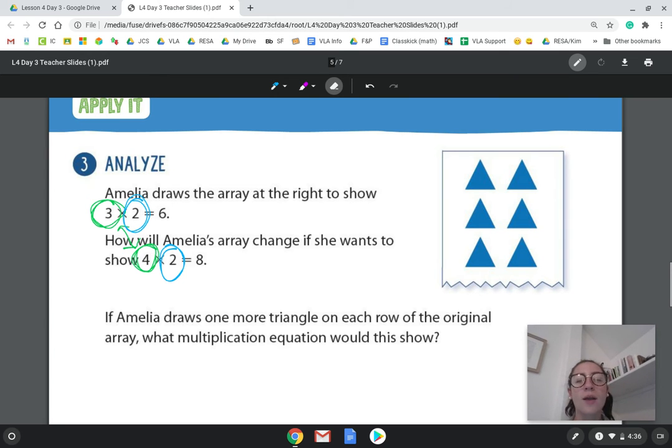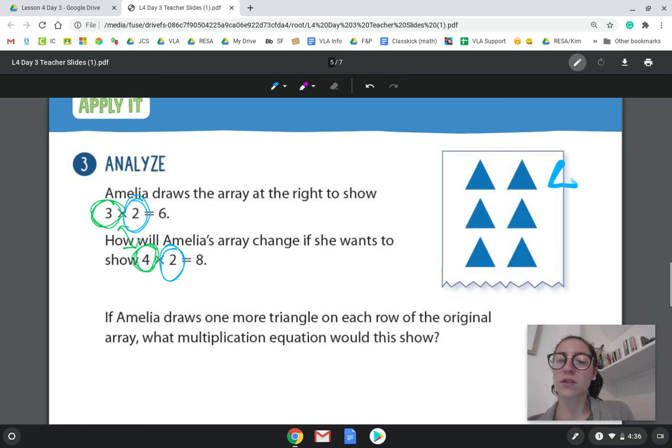So if we are going to add one more triangle onto each row, so we're adding onto it. We're not adding another row underneath. We're adding onto the rows we already have of the array. What multiplication equation would this show? So what Miss Murphy's going to do first is add a triangle to each row. So now instead of having 2 triangles in each row, I have 3. So this one has 3 now. This row has 3. And this one has 3.